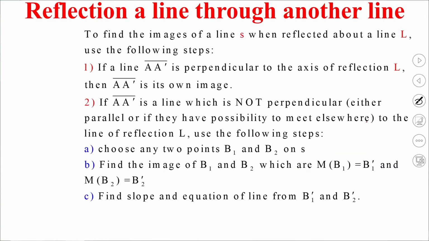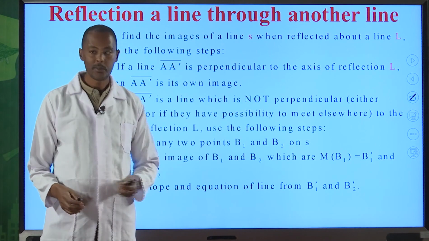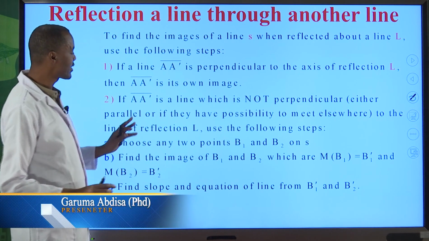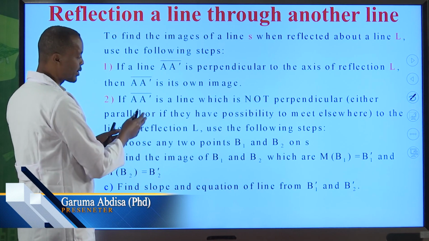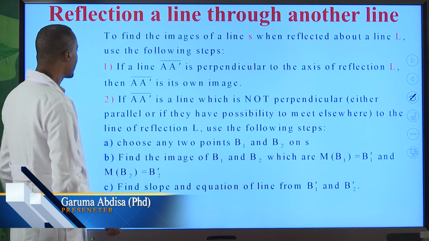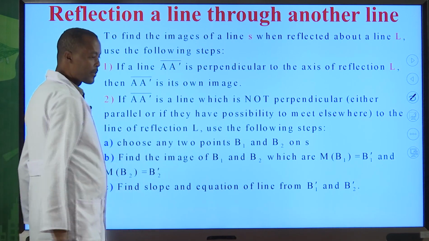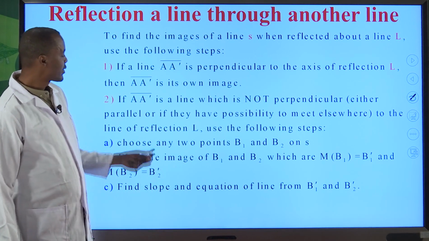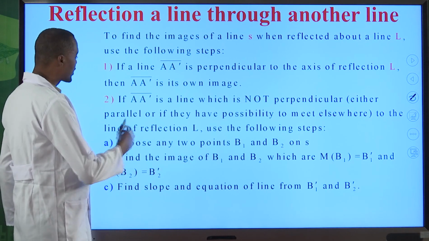Reflection of a line through another line. How do we reflect one line about another line? The straightforward way to do this kind of problem is simply to pick any 2 points from the line that is not the mirror line, but the line you want to reflect. Then you find the corresponding images of those 2 points, and finally, using the two-point form of the equation of a line, you can directly find the equation of the image line.